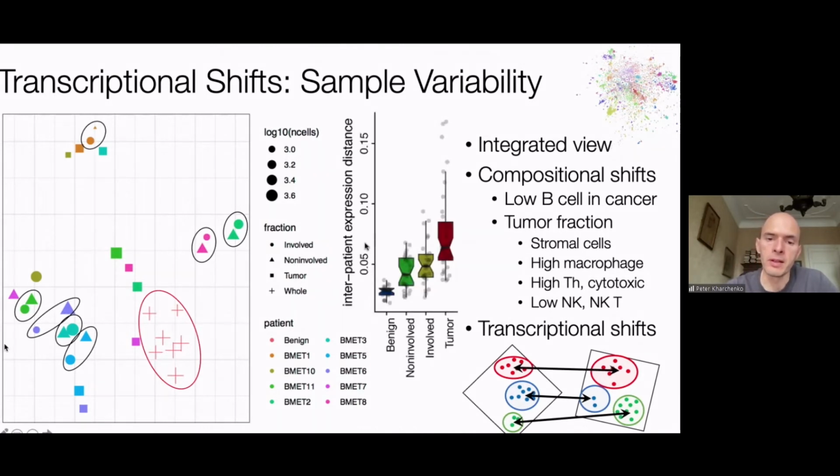Now, we could quantify this overall behavior. So here we're looking on the y-axis at the expression difference between patients, right? So every point is a pair of patients, let's say in this case, benign controls, in this case, non-involved, involved, and tumor samples themselves. And what we see is that as we sort of move towards the site of metastasis, the interpatient expression distance tends to increase, meaning that when we get to, let's say, tumors, the patients in terms of their expression state start to look a lot more different than the benign controls did.